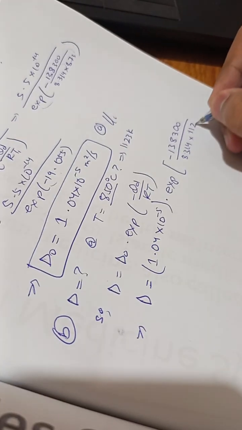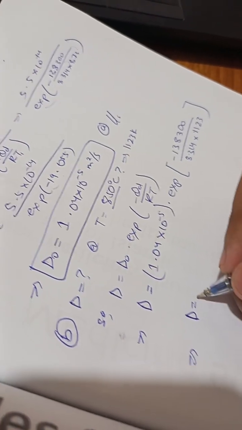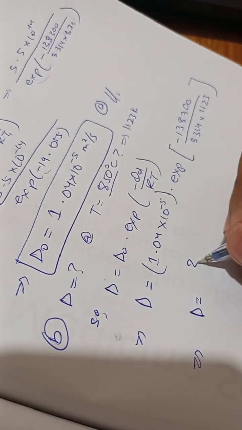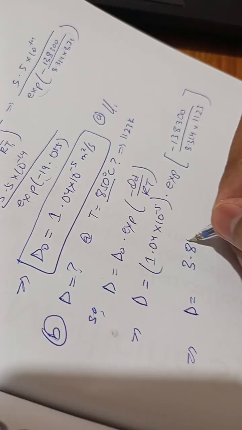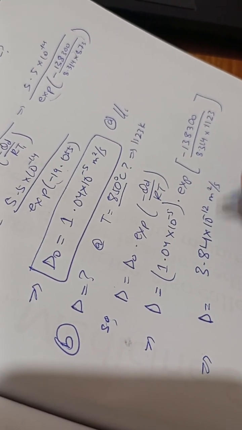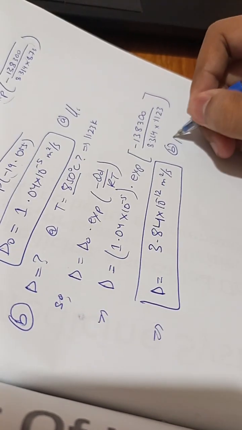So 1123. After using the calculator on this whole term, we are left with 3.84 exponent minus 12 meter square over second. So this is the answer of the B part.